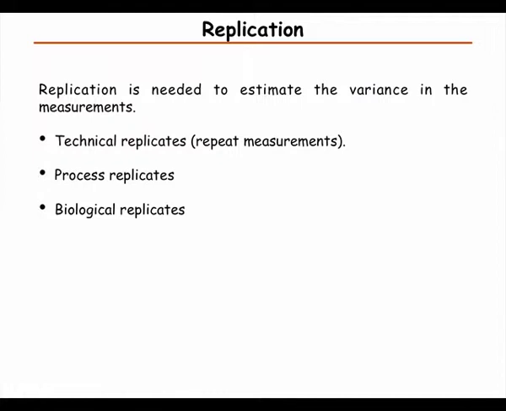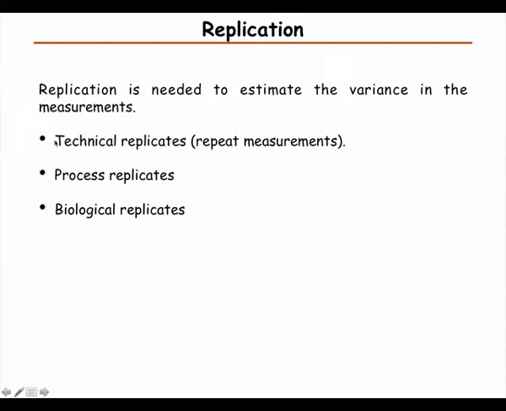Process replicate would be that you go through the whole sample preparation process from the beginning for each replicate. And then biological replicate, that you would actually have different biological materials. And it's important to realize the difference of this, because there is in the literature sometimes a bit of a confusion between these different replicates. So people do technical replicates and draw conclusions when they could only draw those conclusions if they had done biological replicates. That does happen.